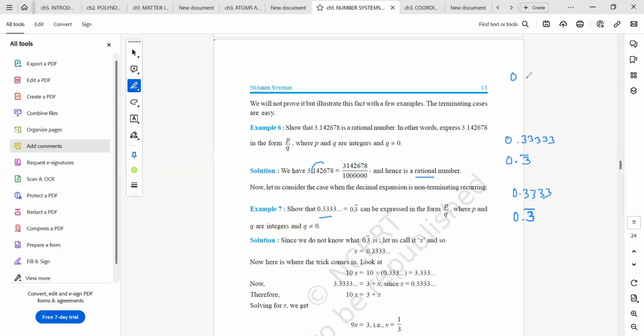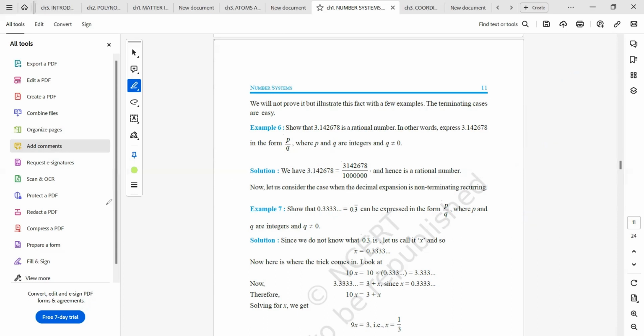If it is like 0.134134, then what is repeating? 134 is repeating. So you put a bar over 134, and you write it down like this. Clear? Any doubt? No, ma'am, no doubt.